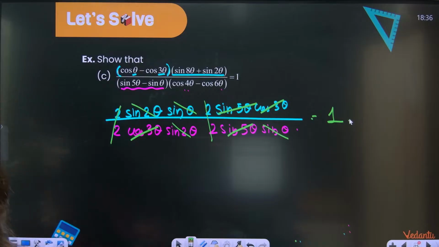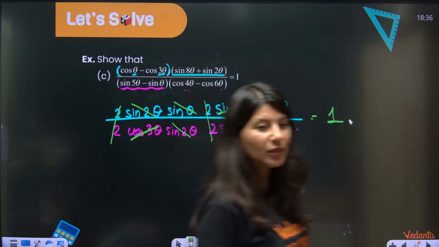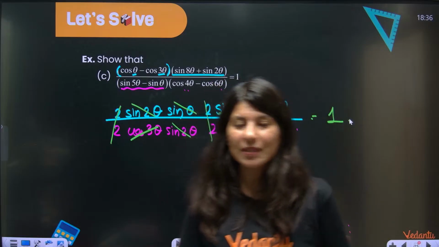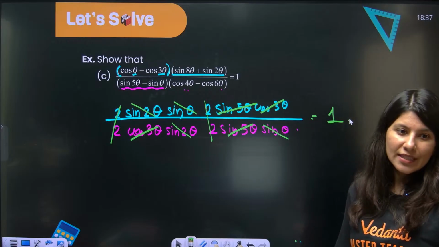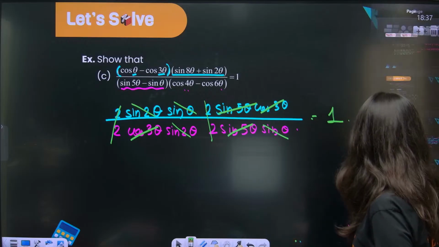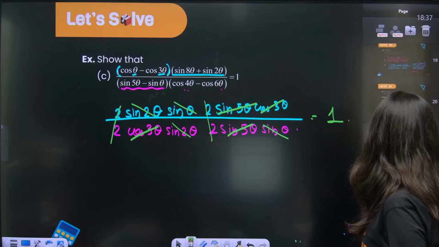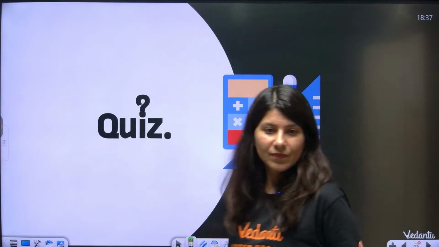Getting it? Yes. So what do you think about these four formulas? Sin C plus sin D, sin C minus sin D, cos C plus cos D, cos C minus cos D. Are you getting some confidence? Will you be able to do a question on your own? Shall I leave you now? These four formulas. Shall I trust you?